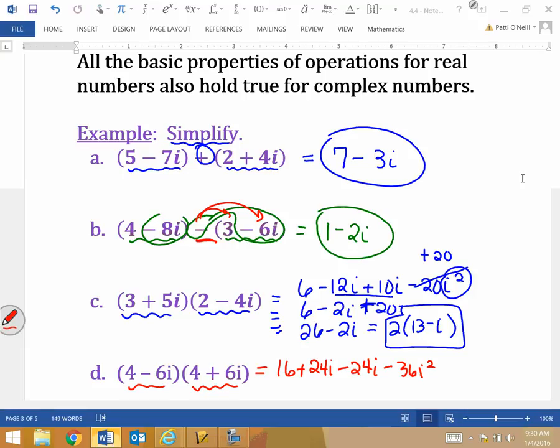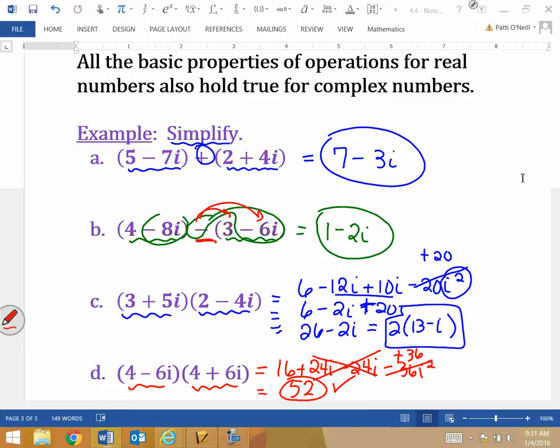Now, looks similar to what we did above. Here, these 2 middle terms drop out, and then this is going to become positive 36. So we end up with 16 plus 36, or 52 in the end. This is the product of two complex numbers that actually multiply together to give you only a real number. Kind of unique, and we're going to talk about that on the next slide.